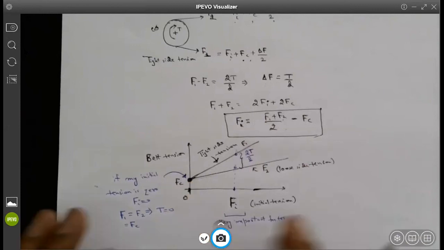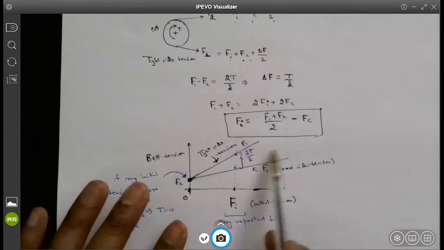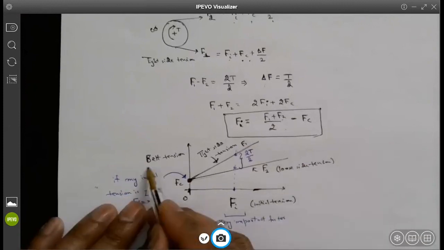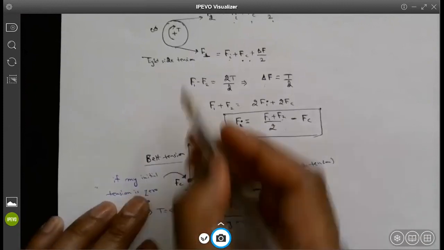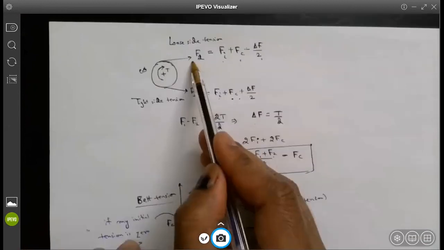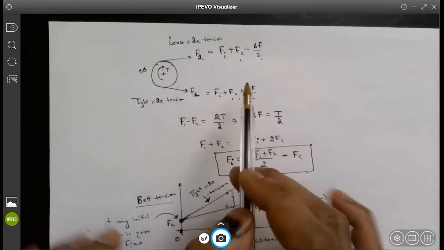Let me actually explain this figure. What I was saying in this figure is very important. This figure is showing the belt tension. These are tensions in the belt: tight side tension, loose side tension. Everybody agrees with that part? This is a tight side tension, this is a loose side tension. Everybody agrees with that part?